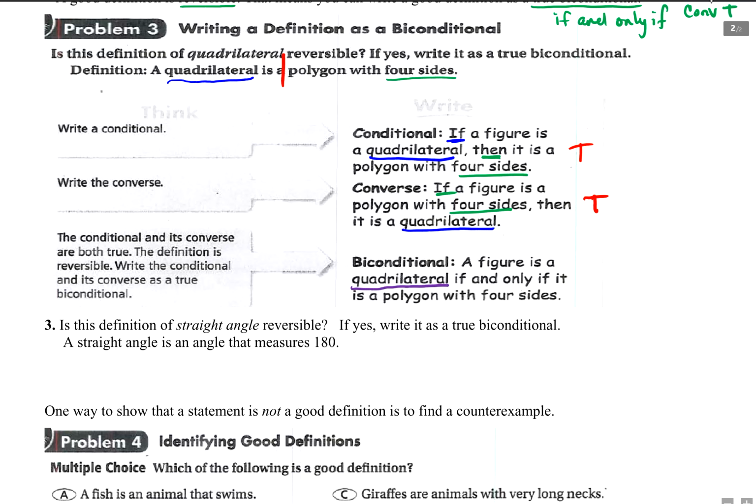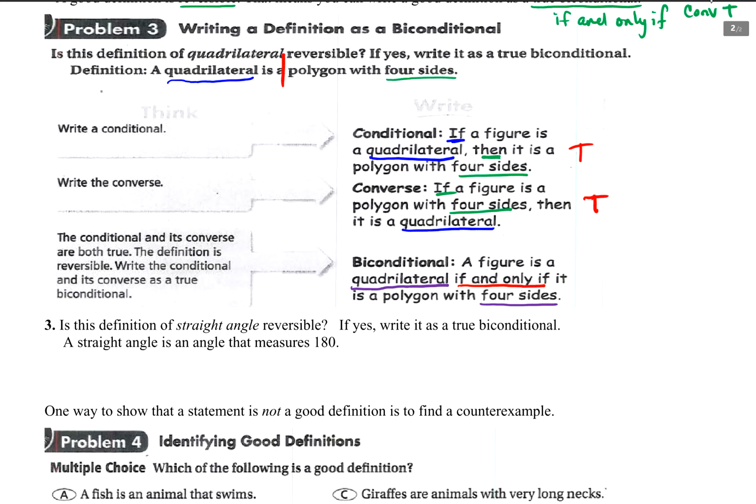Quadrilateral is the word we are defining. So a figure, remember, no if, no then. A figure is a quadrilateral if and only if it is a polygon with four sides. And polygon is important here because a polygon is a closed figure. You have to be a closed figure with four sides to be a quadrilateral.